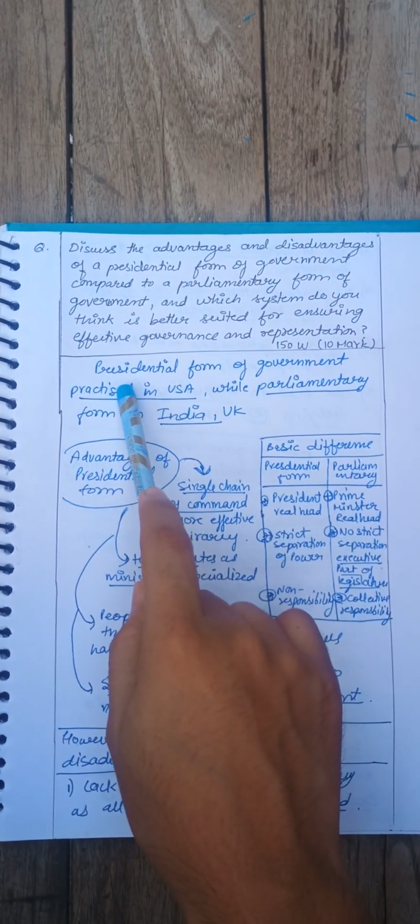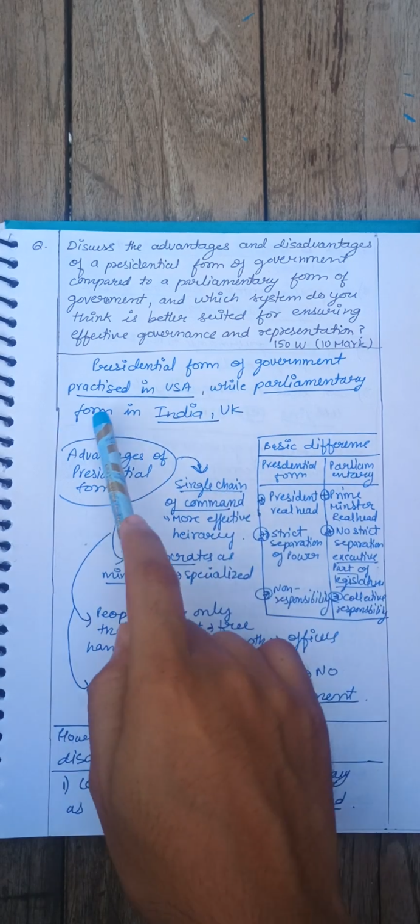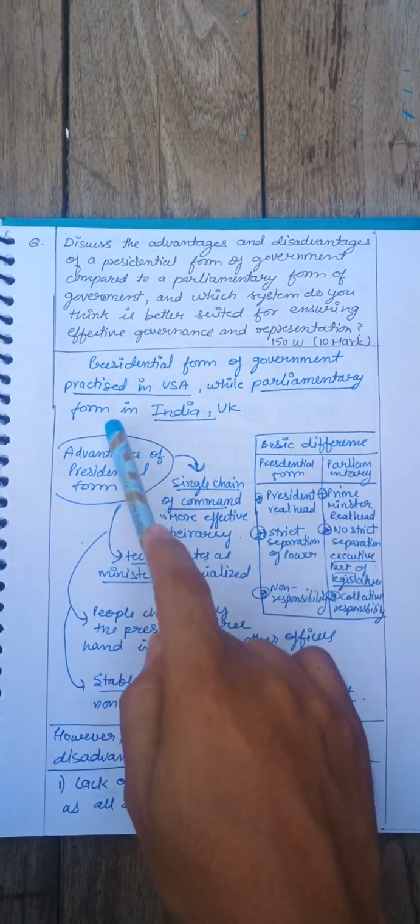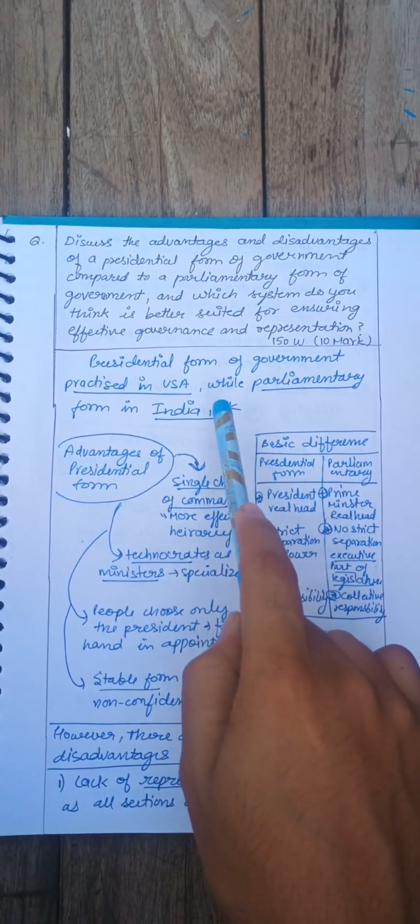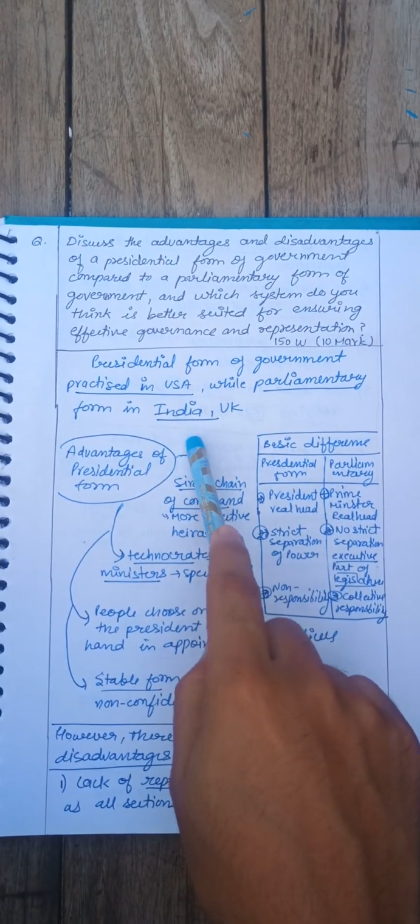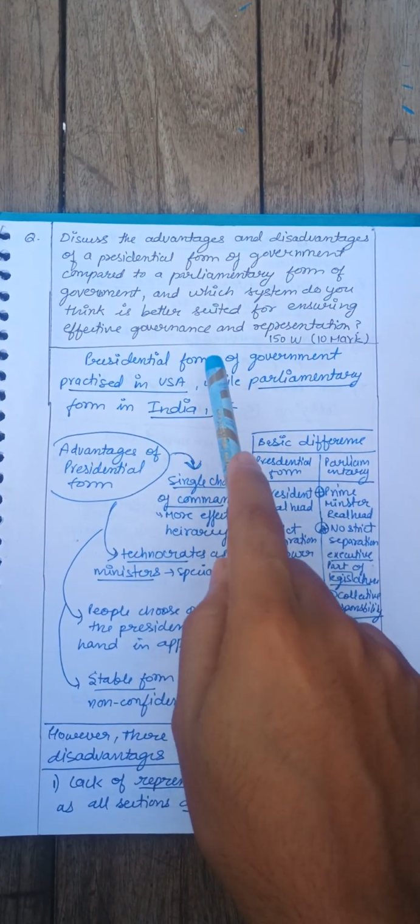First, we start our introduction, that is, presidential form of government practiced in USA while parliamentary form in India, UK. So, as you see, the introduction is short, fact rich, and contextual to the question.